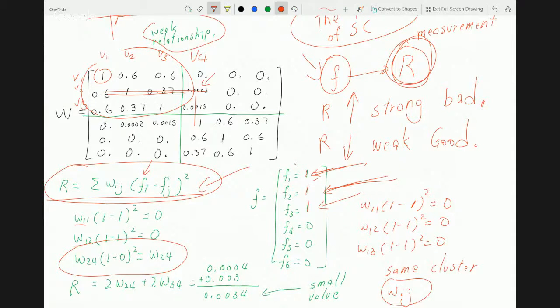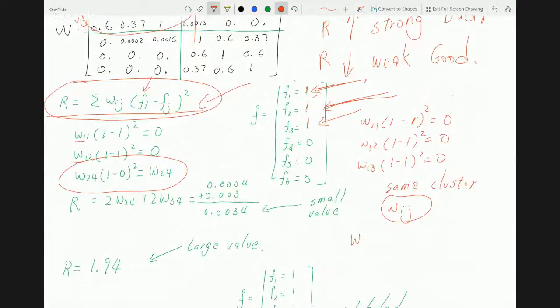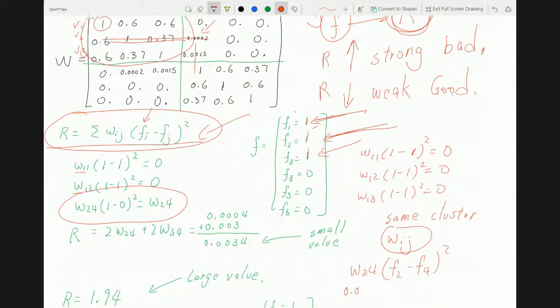If you do W24, you have F2 minus F4 squared. So you have W24, which is 0.0002. F2 is equal to 1, minus F4, which is equal to 0, squared. So this will give you 0.0002.